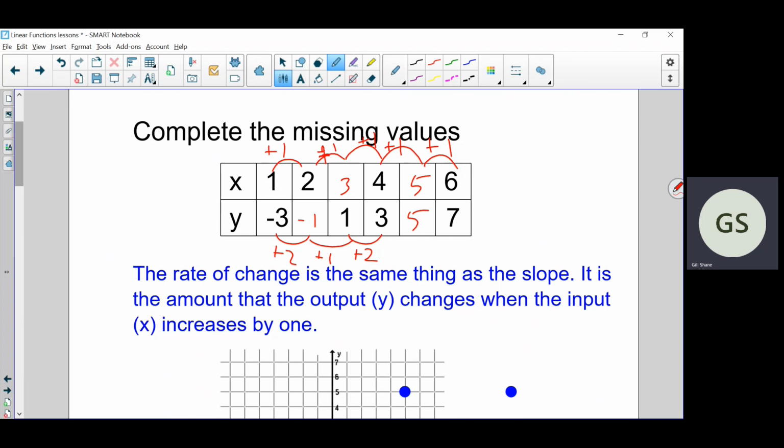If your x values are going up by 1, that's your input. I'm increasing the input by 1 every time. I added 1 and made it 2, added 1, made it 3. Then the change in the output, the change in the y, is your rate of change. So what's my rate of change for that table?